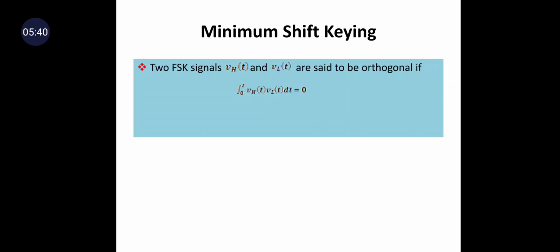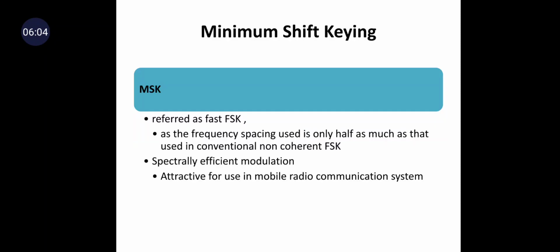So let's see the condition for orthogonality. Two FSK signals are orthogonal if the following condition is satisfied. That is, the integral from 0 to T of the product of the two signals, VH of t and VL of t, must be equal to 0. This is the condition for orthogonality.